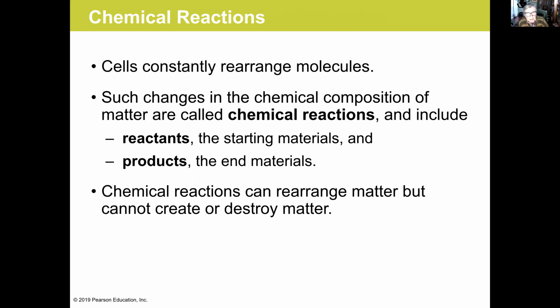Cells constantly rearrange molecules. These are called chemical reactions. The reactants are the starting material, and they're on the left of the arrow. And then there's an arrow pointing to the products, the end materials. Remember, chemical reactions can rearrange matter but cannot create or destroy matter. They just rearrange it. And chemical reactions can require some energy to go forward. Sometimes there's very little energy, so they're called spontaneous reactions. Or sometimes they release energy.